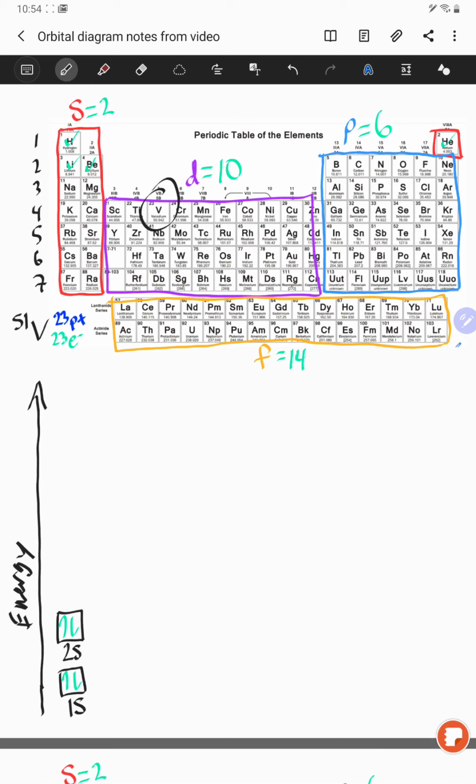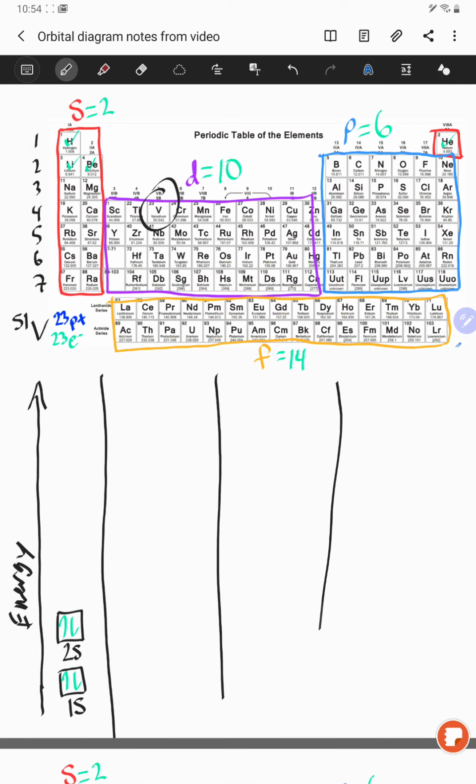So when we're drawing these, I don't know if I've mentioned this yet, but we kind of have these segments where we're going to draw things. So we draw the S orbitals in this column, and we draw the P over here, then the D over here, and the F over here. So you can kind of keep that in mind. And again, higher energy corresponds to drawing them located higher up.